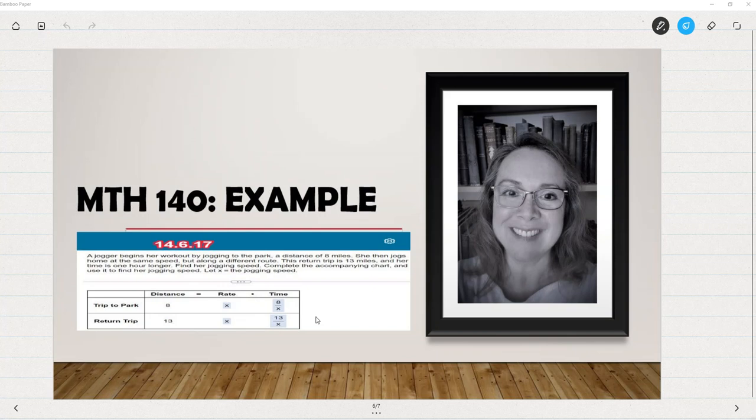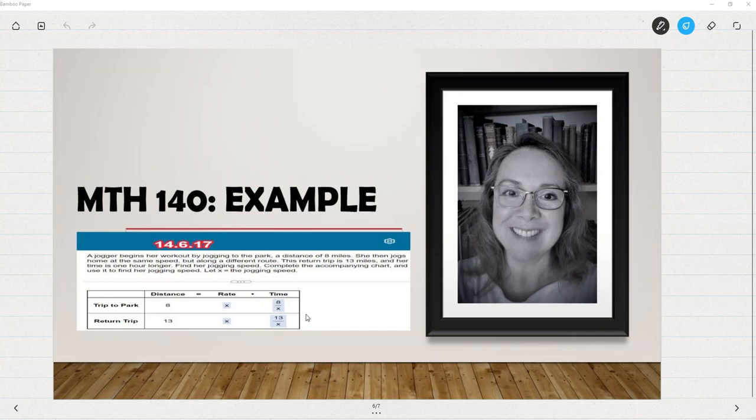This is one of the examples of an application problem that we can solve with a rational equation. And it's funny, these problems, if you're ever watching late night comedy TV shows, you'll see this is the type of problem they will often make fun of. And if you read it aloud quickly, you can see why.